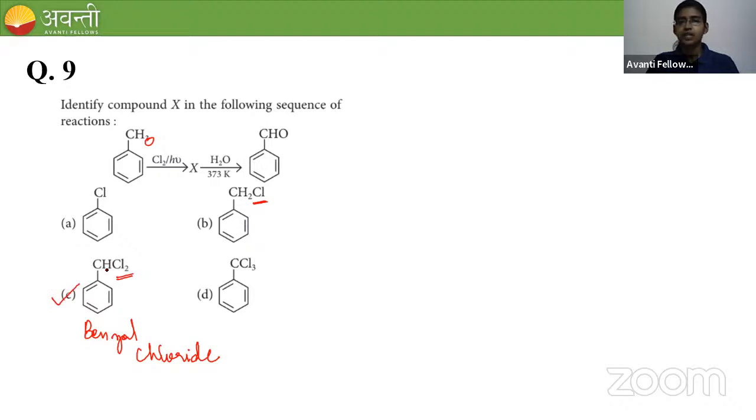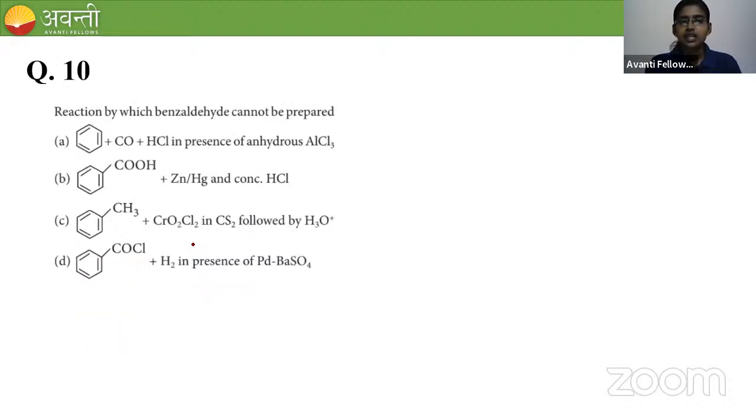Got it? Then next we'll go for question number 10. The reaction by which benzaldehyde cannot be prepared. The same type of question we have discussed in the previous slides. So try to find out the option from which benzaldehyde cannot be prepared. I'll give you 10 to 15 seconds. Try to find out fast.